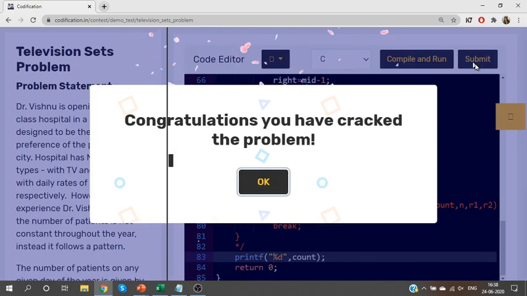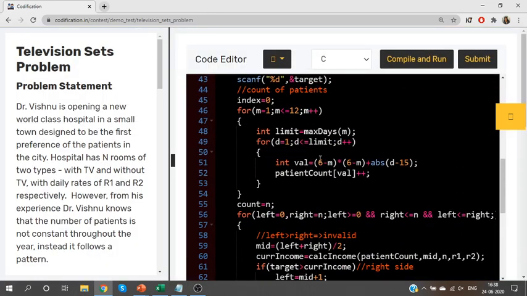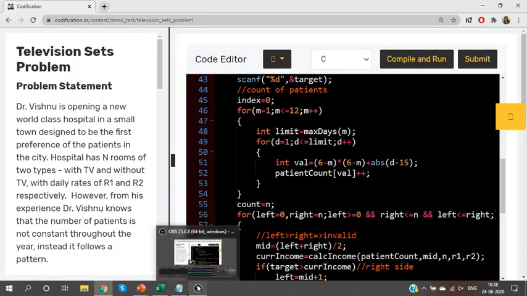Yes. So we have completed the problem, guys. That's it. As I've said, you can think of any optimization method possible, whichever you're comfortable with.